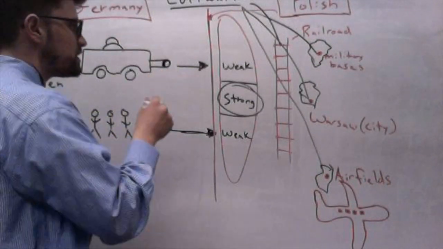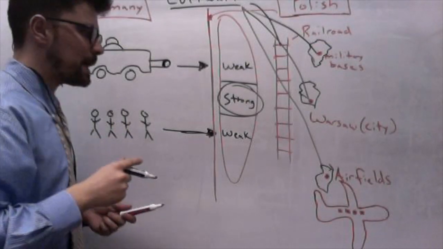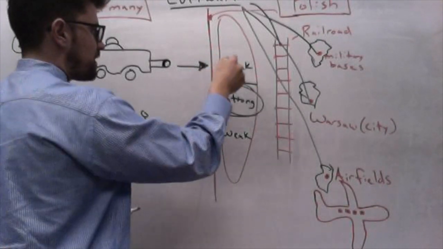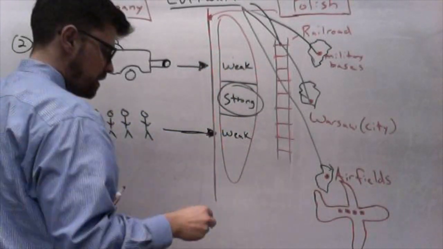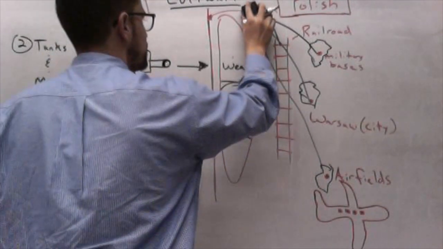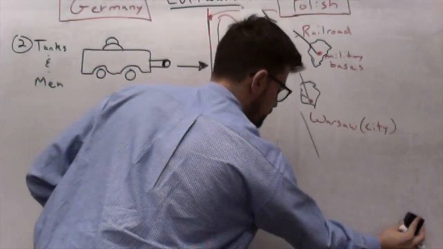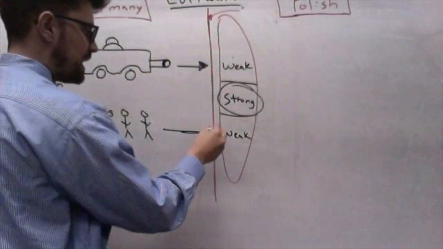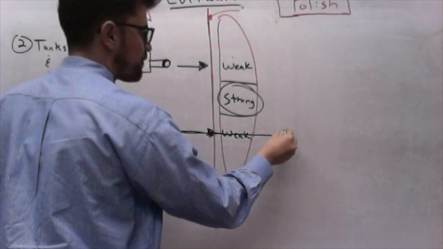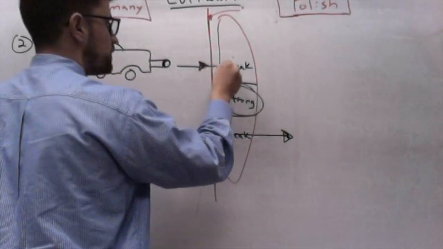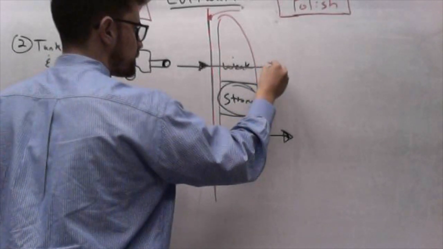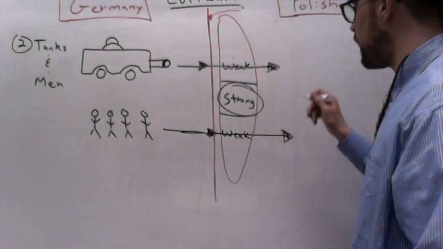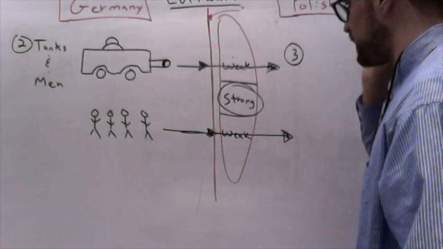Okay? So what the Germans do is they find out those weak parts of the line, and then they attack with all of their forces. So they attack this weak part of the line, they attack this weak part of the line, and ultimately what happens is, as they make their attack, and because it is a weaker part, they break through that part of the line. So they have broken through the Polish line. That's the third thing that happens.